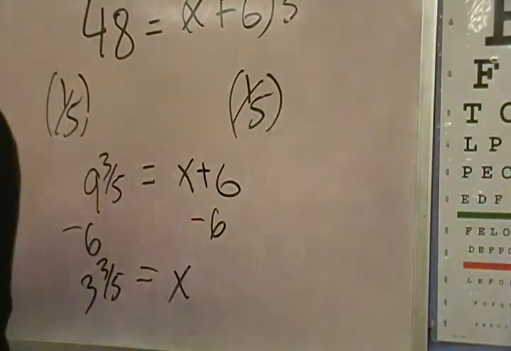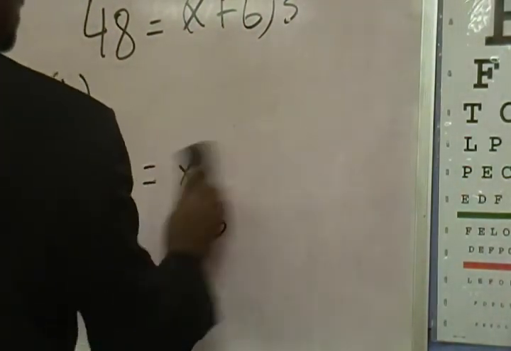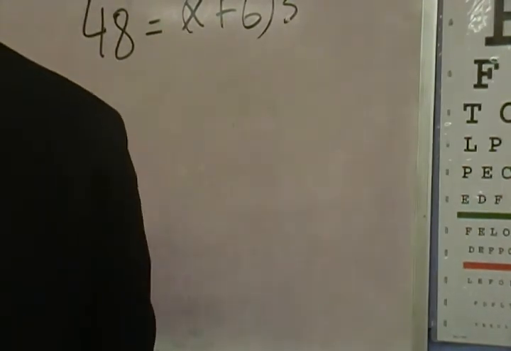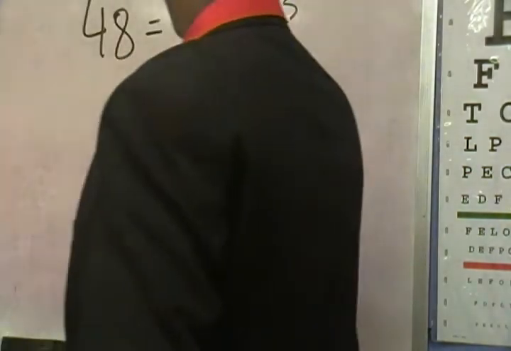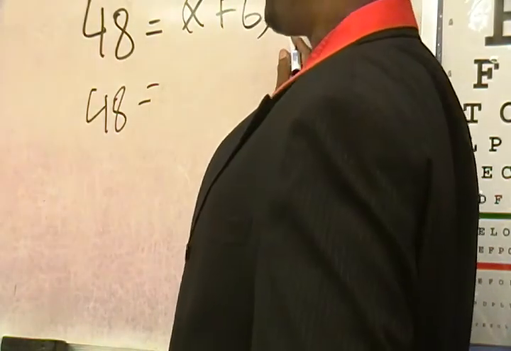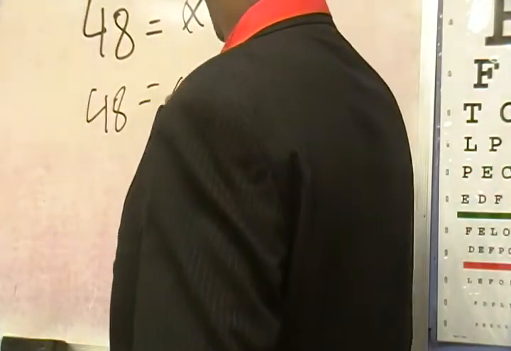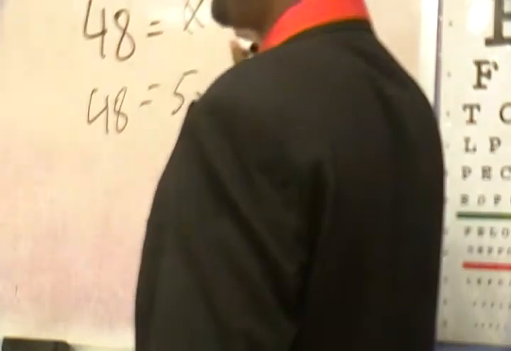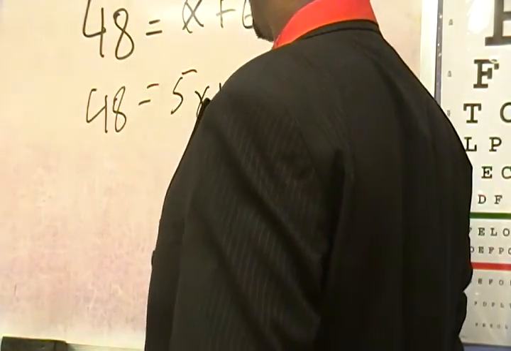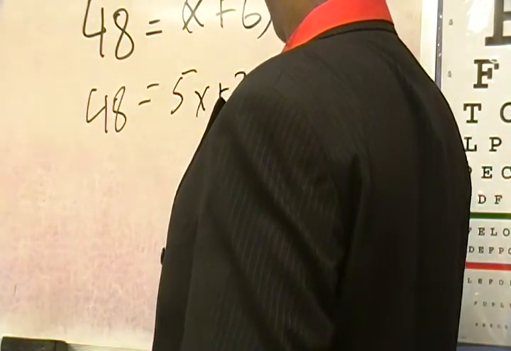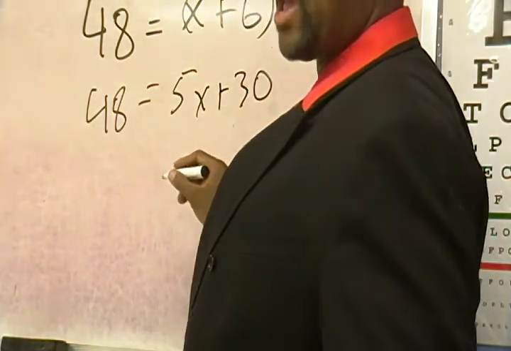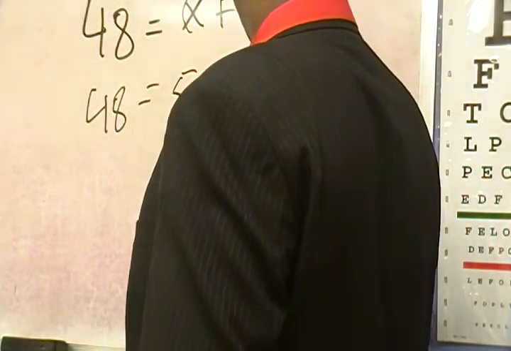All right. So another way you could have attempted this is to do the multiplication. So you got 48 equals 5 times x is 5x, and 5 times 6 is 30. So now I still got rid of that 5, right? Now I can subtract 30 from each side.